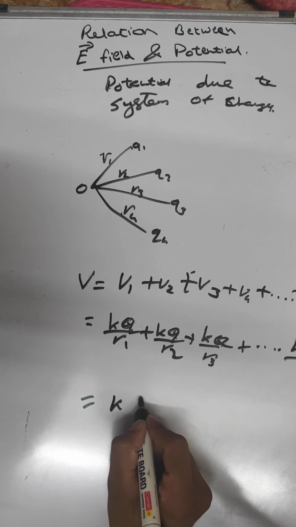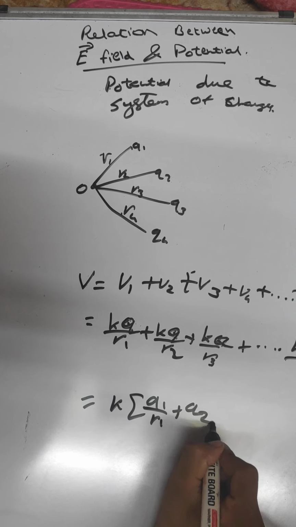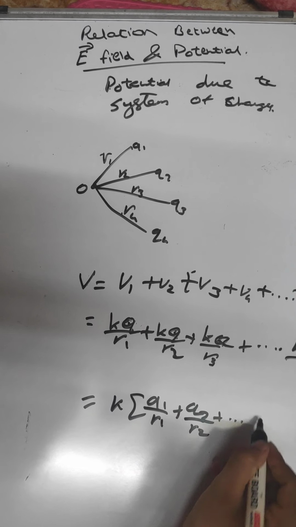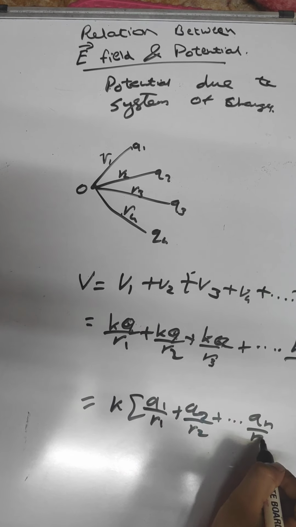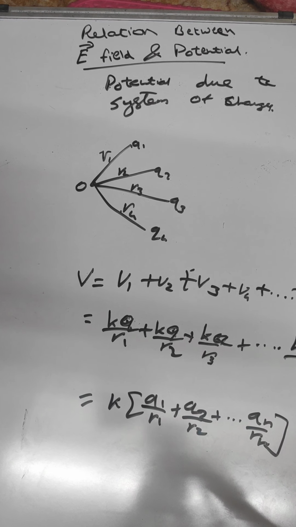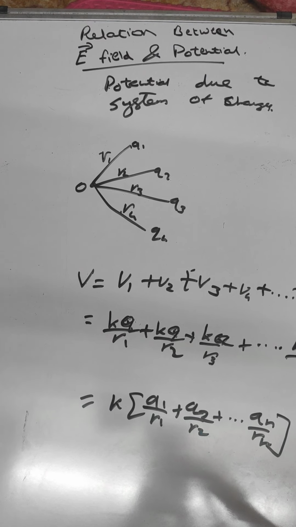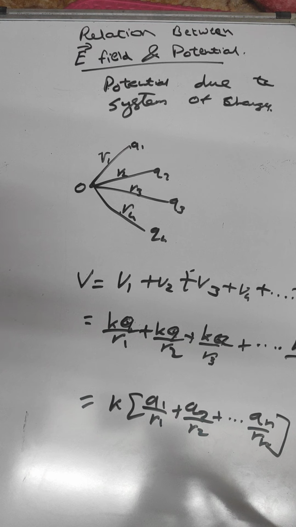So I can take k common: q1 by r1 plus q2 by r2 plus qn by rn. This will be the potential due to a system of charges. Now if the charges are spread on any body, then you can again do it using the formula for charge density, volume density, or area density, depending on what type of body you have.